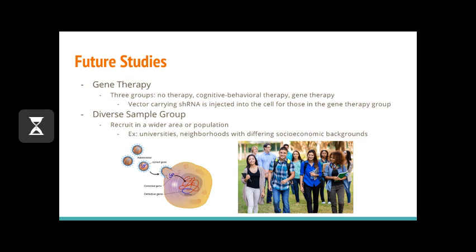By having a more diverse sample group, it will allow our results to be more easily generalized to the wider population, which will make the research much more effective in understanding alcoholism and how it impacts people from different backgrounds. And so these are the future studies that we would like to conduct and the future directions we'd like to take in order to better understand this relationship with genetics and alcoholism.